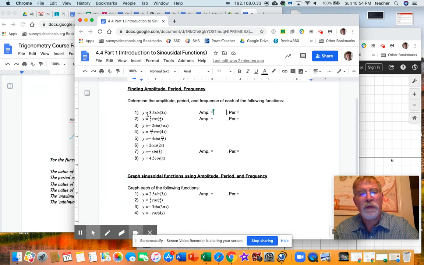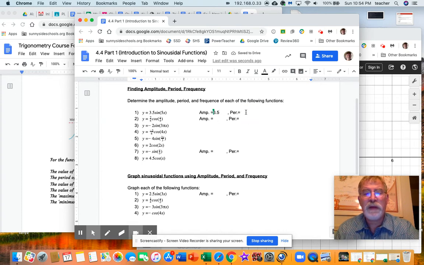So this formula, y equals 3.5 times the sine of 5x. The only values they give us are a is 3.5 and b is 5. The c is not there because nothing's being added, and for d, there's nothing being added out there. So whatever the value of a is, that is your amplitude. 3.5 is the amplitude.